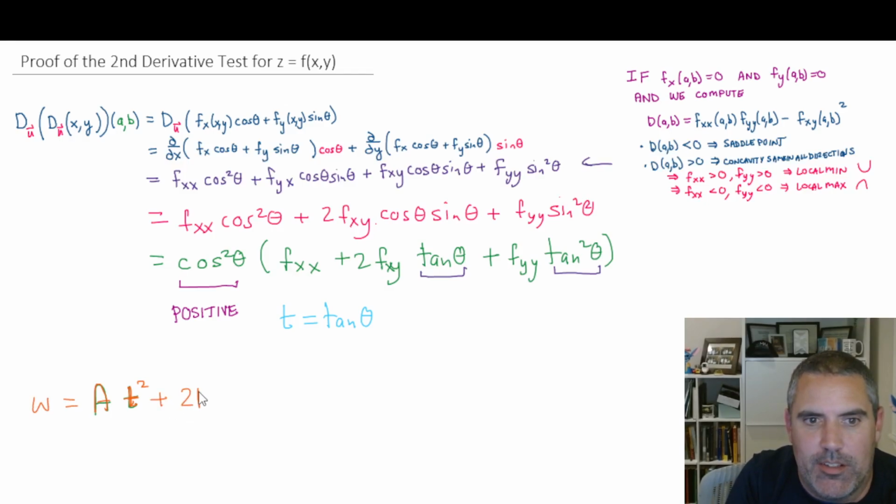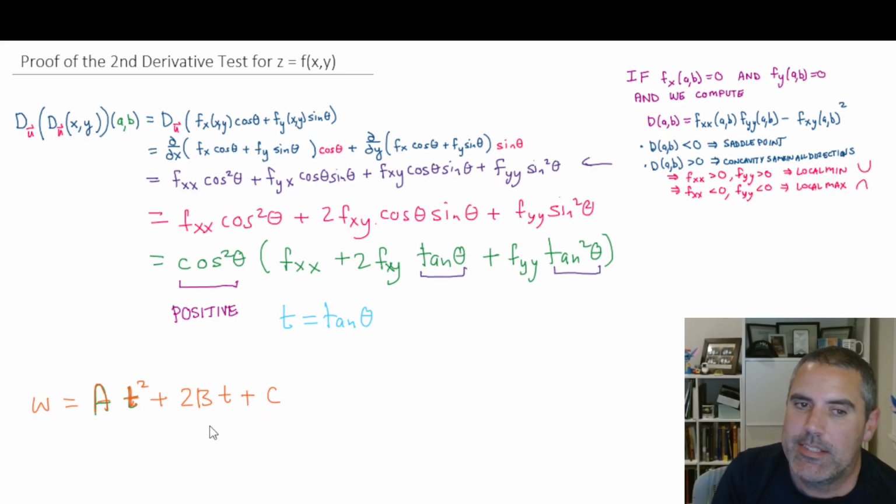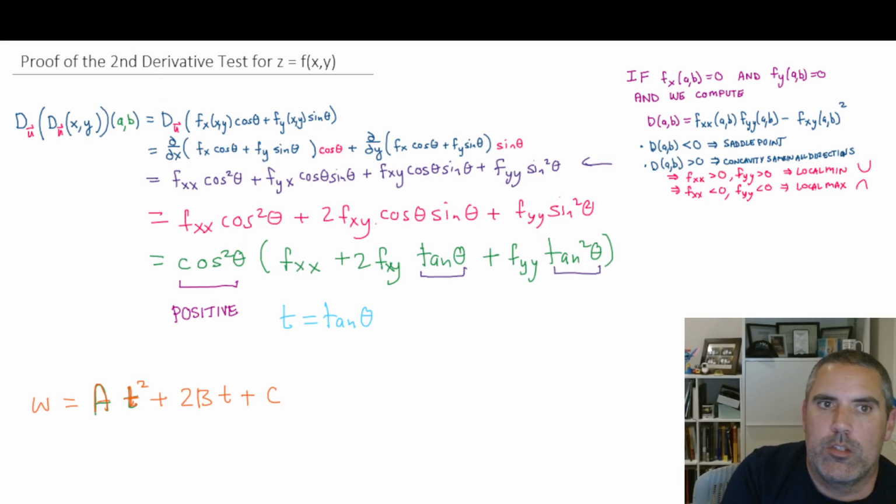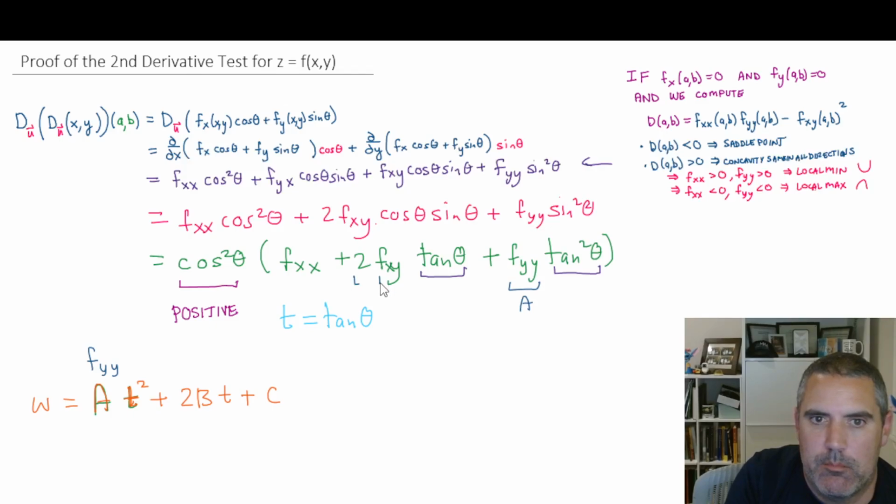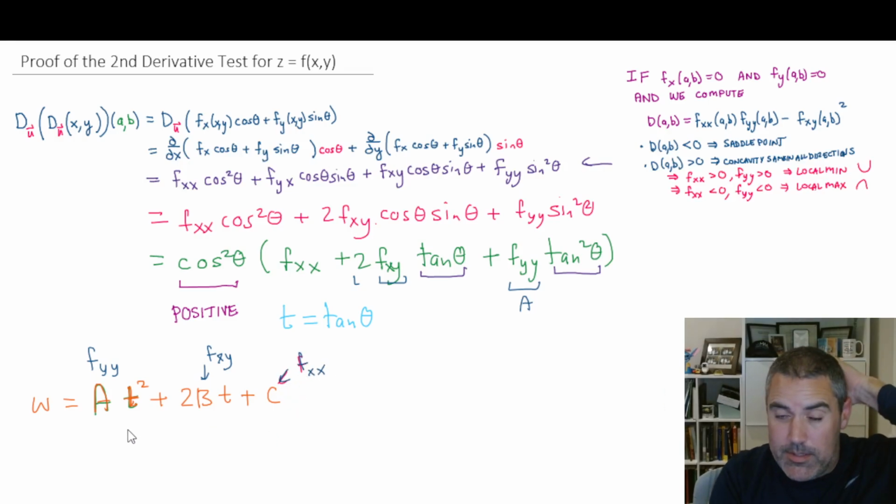And this actually happens a lot in quite a few of your math classes. You'll see it again in Math 207. There are many situations that are really quadratic applications in disguise. So if you don't see it, here's what I'm saying. I'm saying this is my A. So right here I have f_yy. This is my B, f_xy at that particular point. So again, we're just talking about at critical points. And this is f_xx. And the t is tangent of theta.